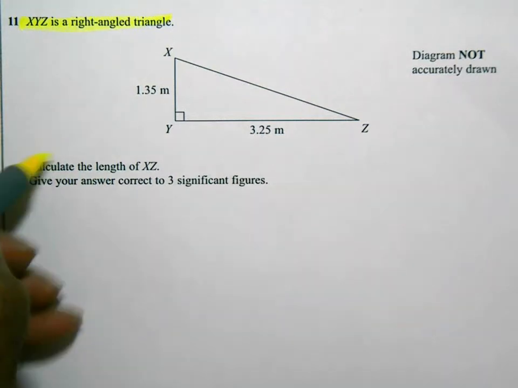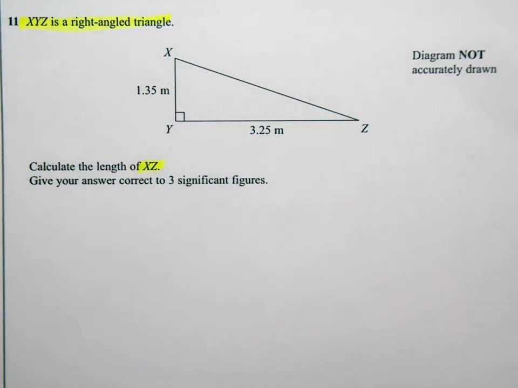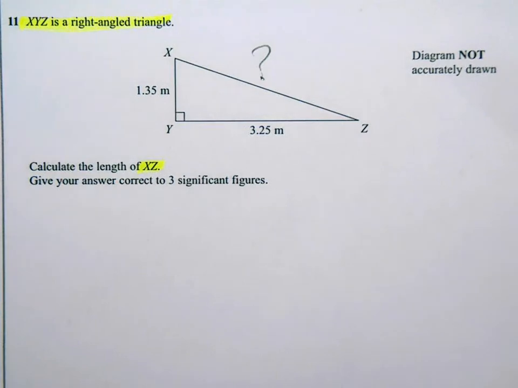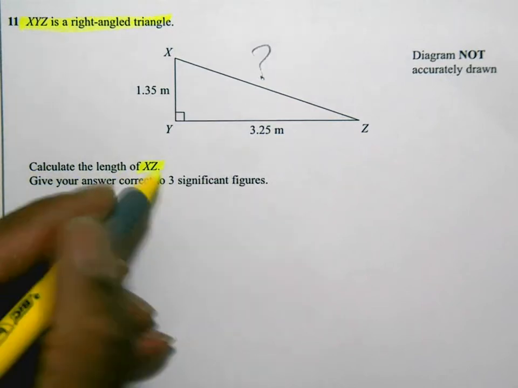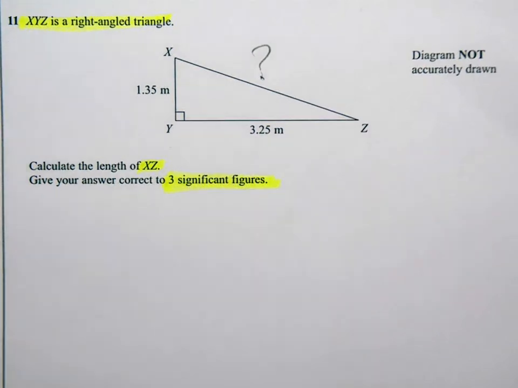The question wants me to work out the length of XZ. So they want me to work out XZ, this side here. This is therefore going to be a Pythagoras question. And the question says, give your answer correct to 3 significant figures. And again, if you have actually practiced this, you should know how to write numbers to 3 significant figures. But we'll look at this.